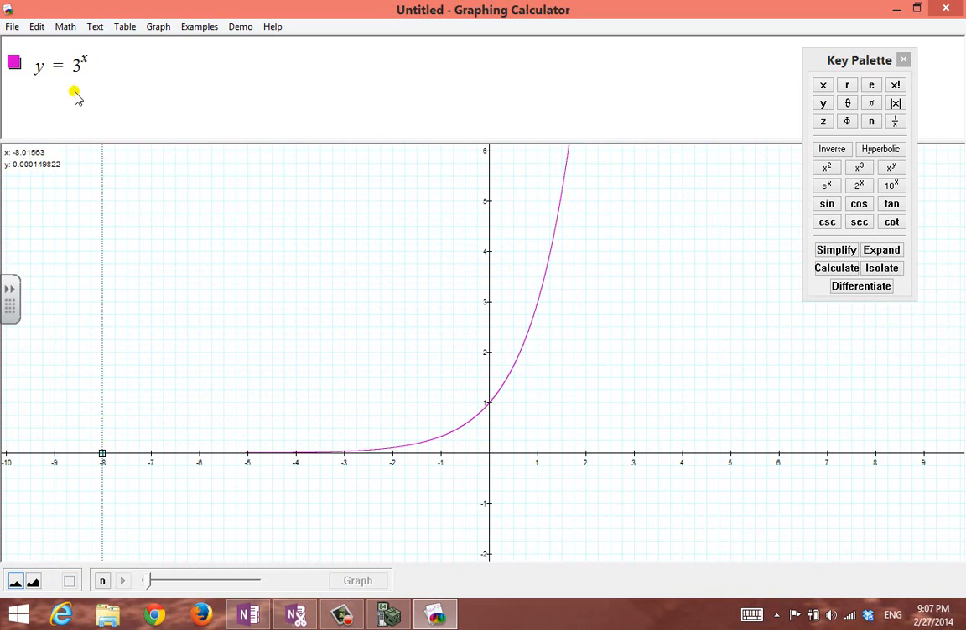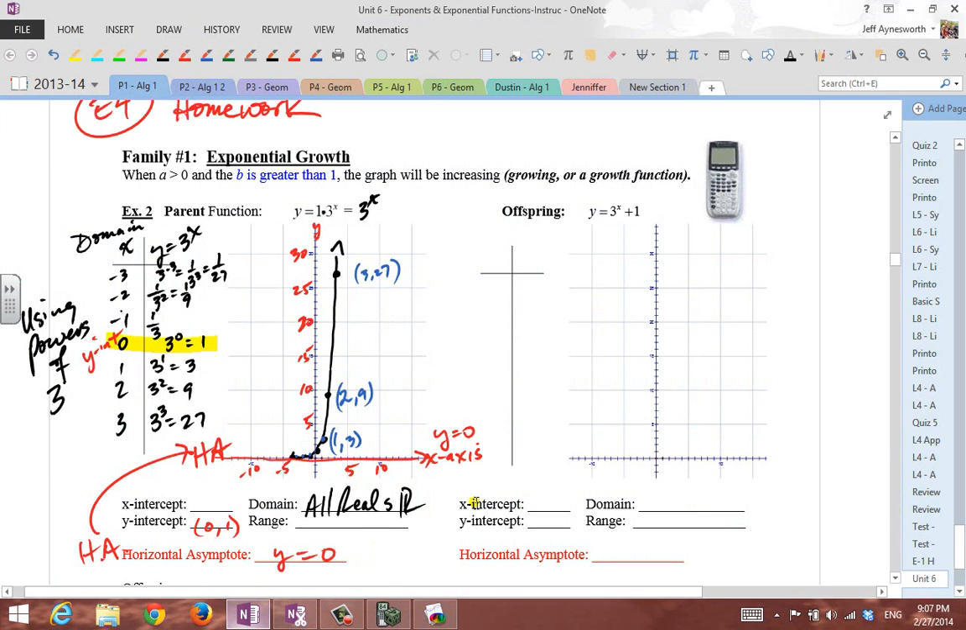It never gets to 0 because it's impossible to take 3 to a power and get negative numbers. They're always positive, and that's why this graph is above the x-axis. That's why the range is greater than 0. So in fact, let's write that down. The range is y greater than 0, just like the last one. These exponential functions, without being translated, are all greater than 0.